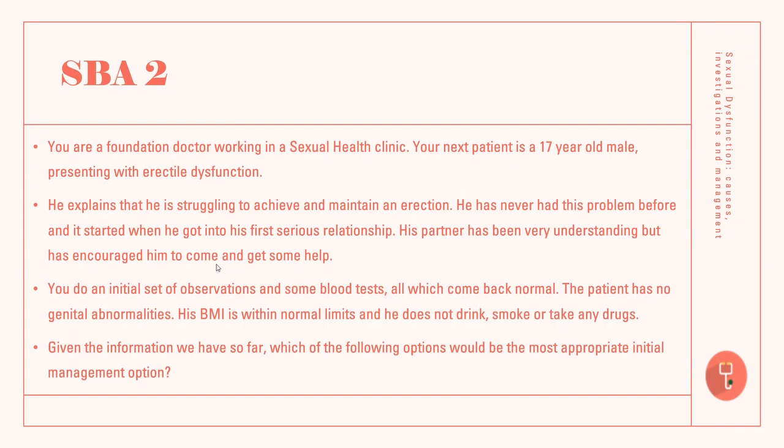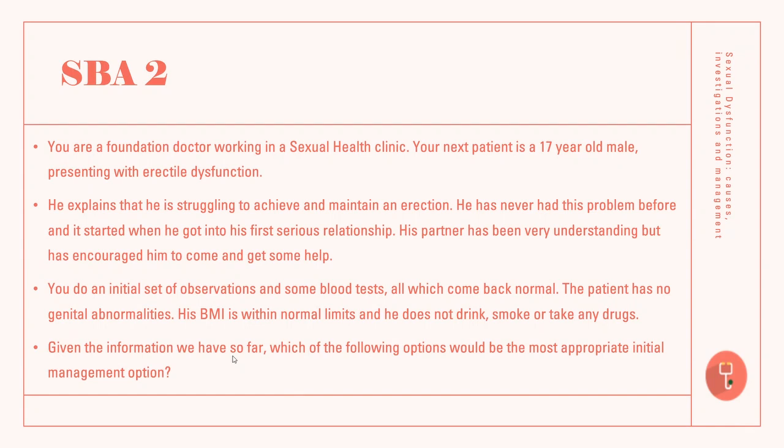Again, like we said before, if he's able to achieve and maintain an erection in private or up until a certain point in life, and then it's related to a relationship, it's one of the things in the back of my mind, making me think, could this be a psychological cause? The other clues were that his observations and bloods have come back normal. The observations we might do would be a weight, a height, and a blood pressure, all of which come back normal, and the blood tests, so an HbA1c and a cholesterol. If they're all normal, we've got a very, very low cardiovascular risk.